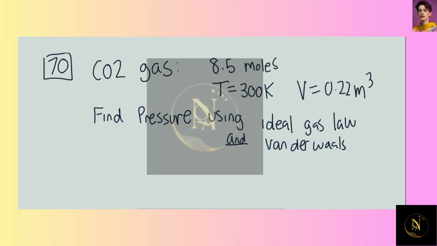Okay, in this problem we have CO2 gas, carbon dioxide. We have 8.5 moles of it. The gas is at 300 Kelvin and occupies a volume of 0.22 meters cubed. We're asked to find the pressure using the ideal gas law and the van der Waals equation. We're going to compare the results.